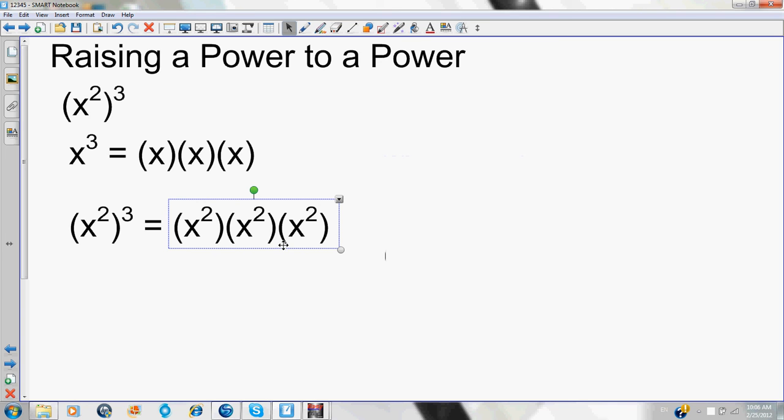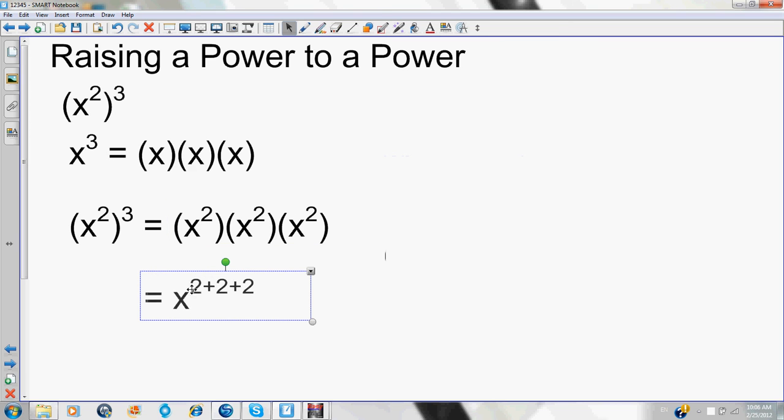And now we're multiplying, just like we did in the examples so far in this lesson, we're multiplying powers that have the same base. And when you multiply powers that have the same base, you just add the exponents. So this would be x to the 2 plus 2 plus 2, which would be x to the 6th. Now, what can we learn from this one? Because if we had x to the 5th to the 100th power, you wouldn't want to write it out that many times. So what shortcut can we learn from this?